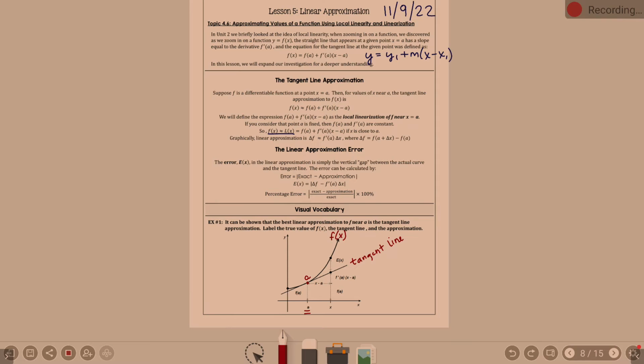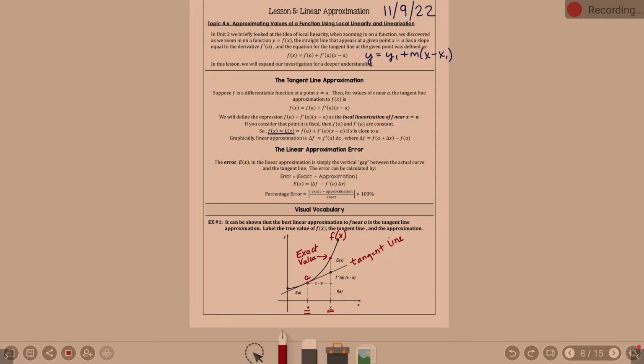What we have here, if we're talking about some value x on the curve right here, that's going to be the exact value. So if you take that x value and plug it back into the actual equation, that I don't know, is that a parabola maybe, whatever it might be, this right here is going to represent the exact value. Okay, because that's the point actually on the curve. That is our exact value or true value.